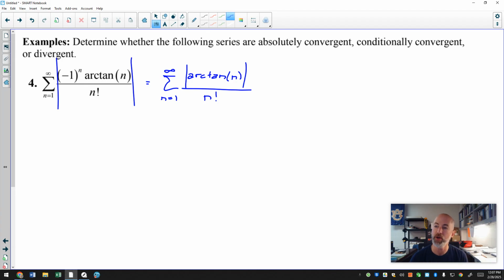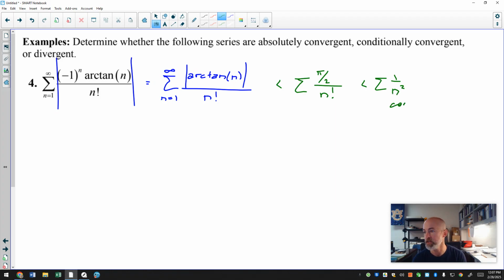And the cool thing I know about inverse tangent is that it's always less than pi over 2. If you graph y equals inverse tangent x, there will be a horizontal asymptote at pi over 2 that the function approaches. And so this series will always be less than pi over 2 over n factorial. And this is a very strongly convergent series. A constant over n factorial, you could show fairly easily that that is also less than 1 over n squared. N factorial will beat the pants off of n squared.